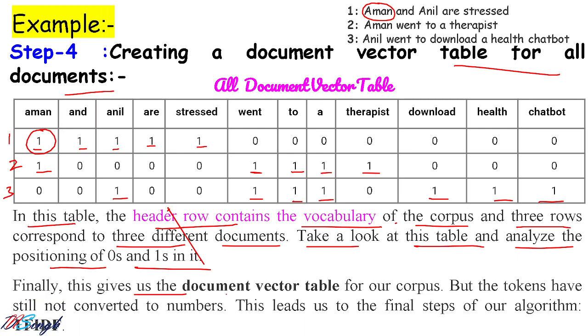Finally, it gives us the document vector table for our corpus, but the tokens have still not been converted into numbers. This leads us to the final step of our algorithm, that is called TF-IDF.